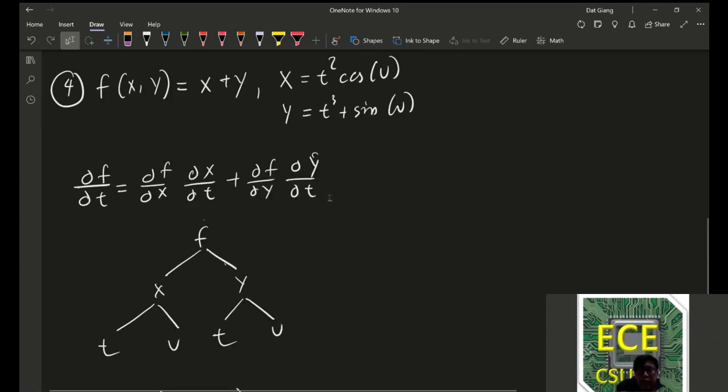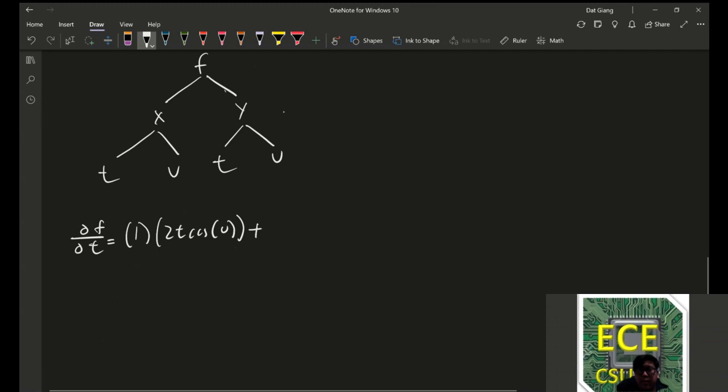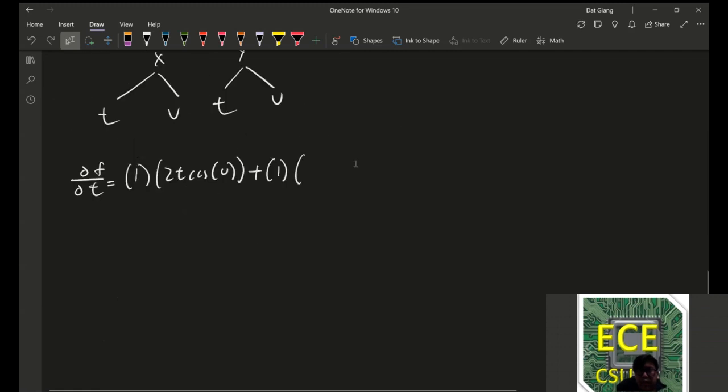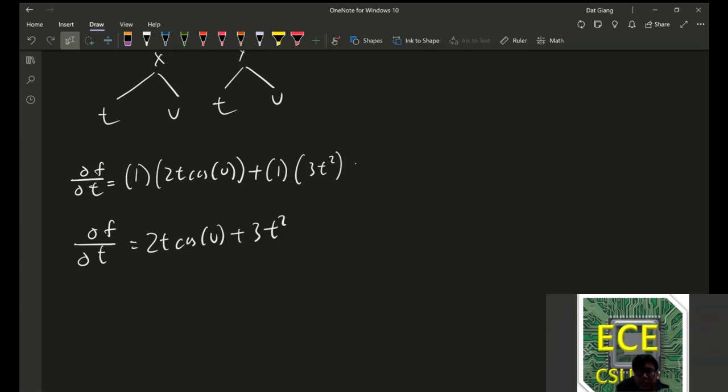We move on to the next one with respect to y. The partial derivative of f with respect to y is 1, while the partial derivative of y with respect to t is going to simply be 3t squared. So at the end, our partial derivative becomes 2t cosine of u plus 3t squared.